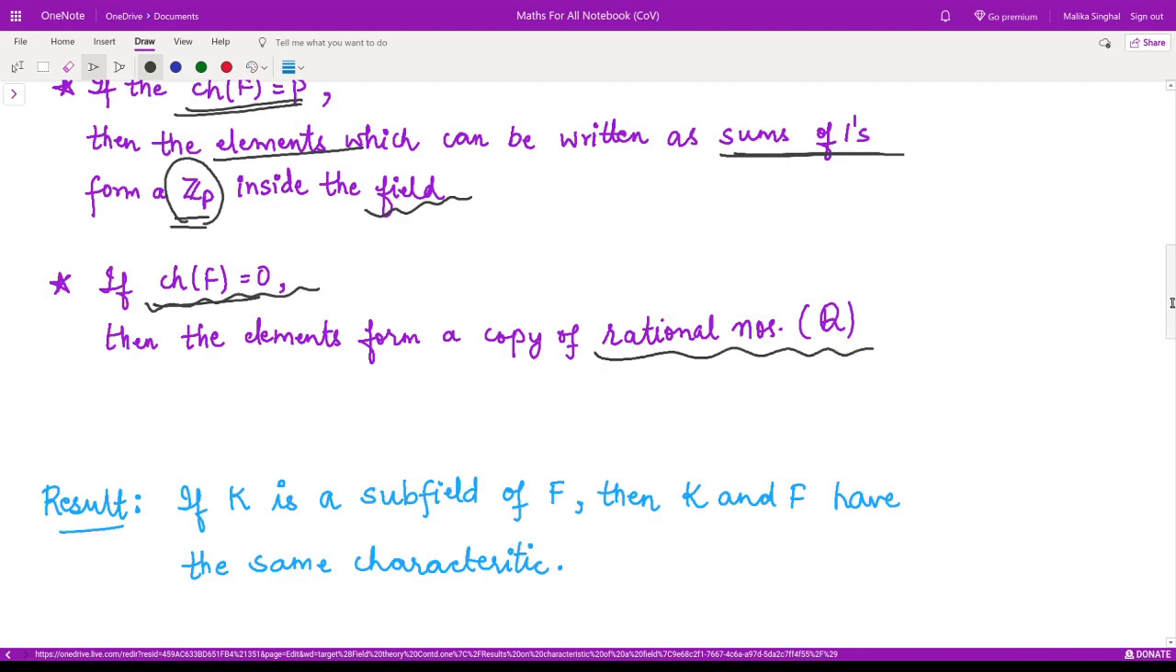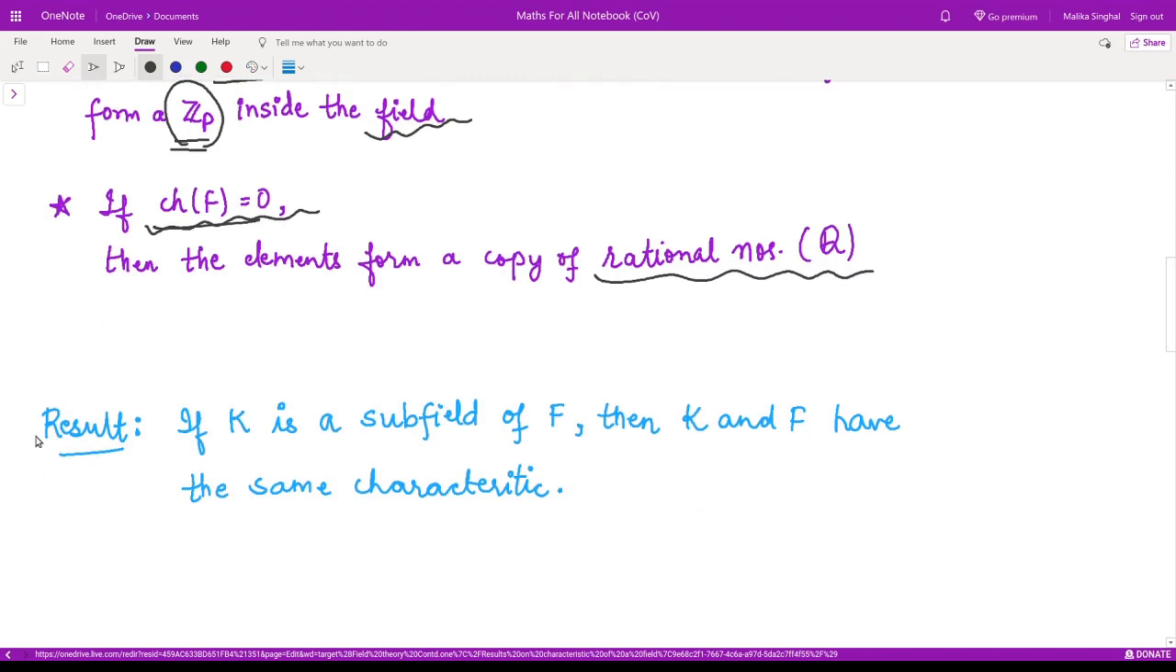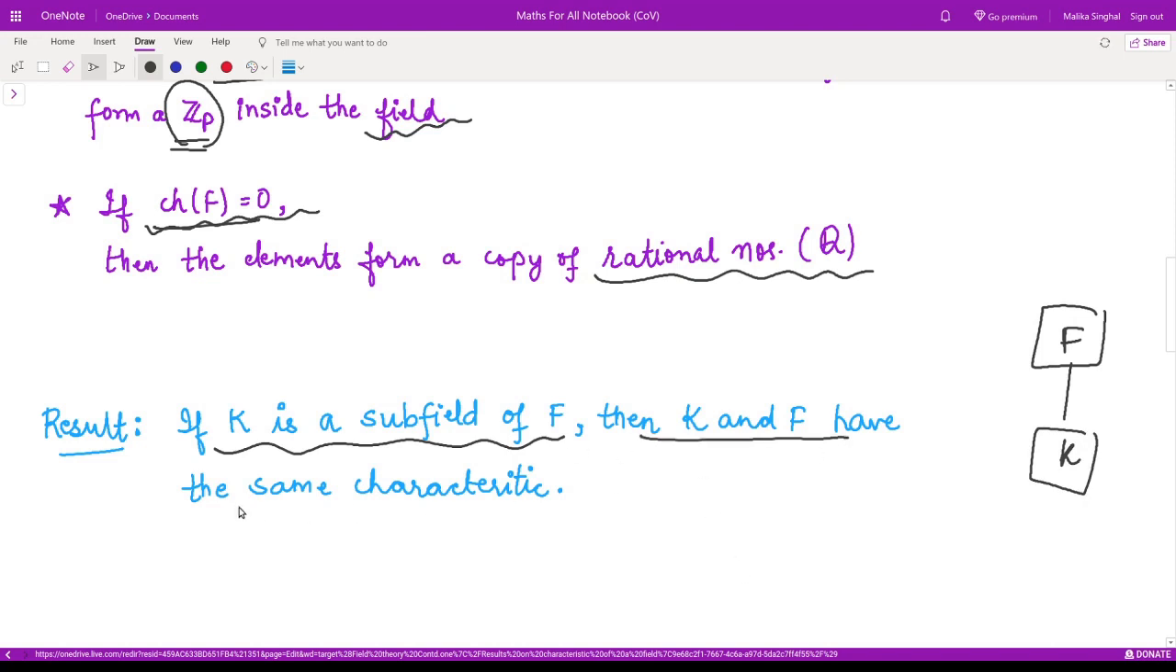And let us look at the next result. One should also keep this result in mind: whenever K is a subfield of F, that is, given a field F, K is a smaller field inside it, then whatever the characteristic of F is, the same is the characteristic of K. Then K and F both have the same characteristic. This is the result, right? You should keep this in mind.